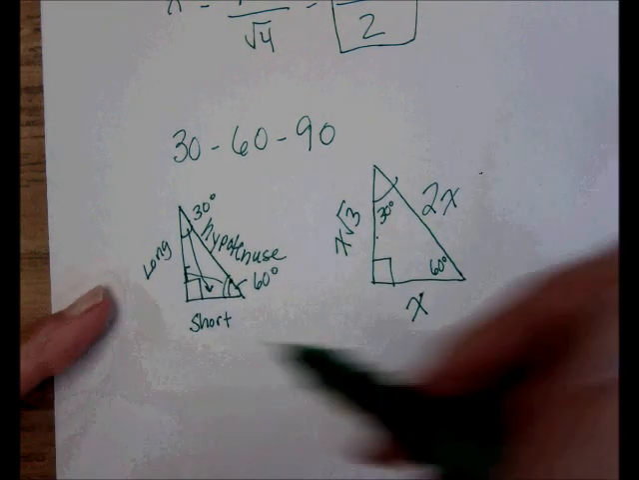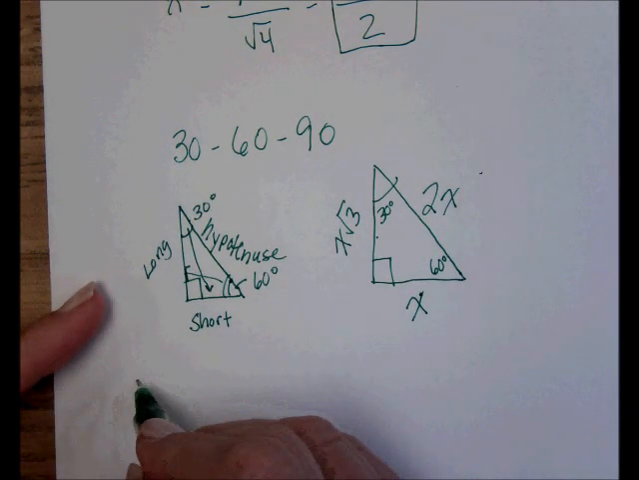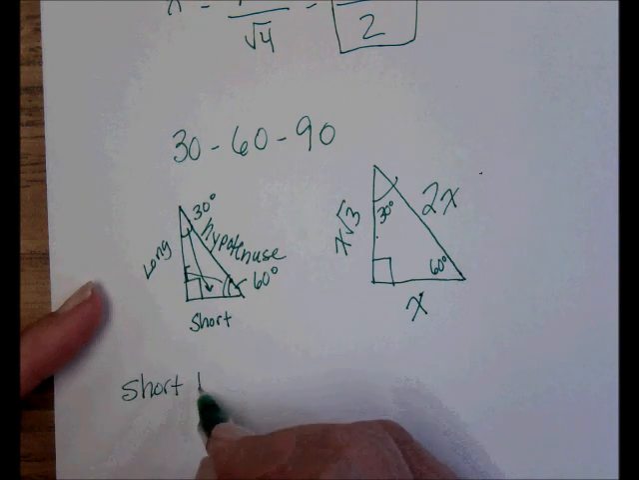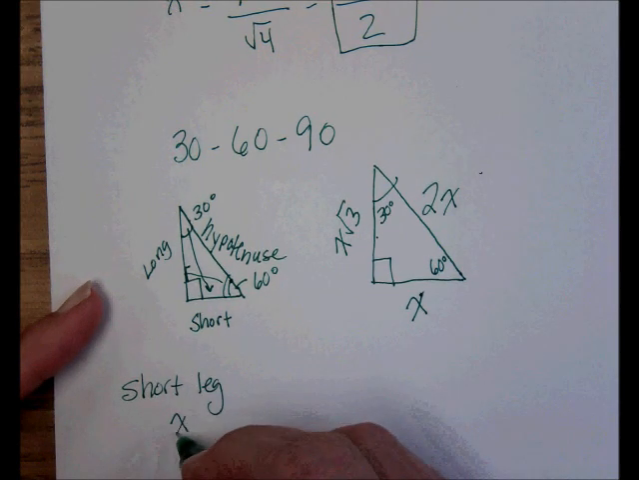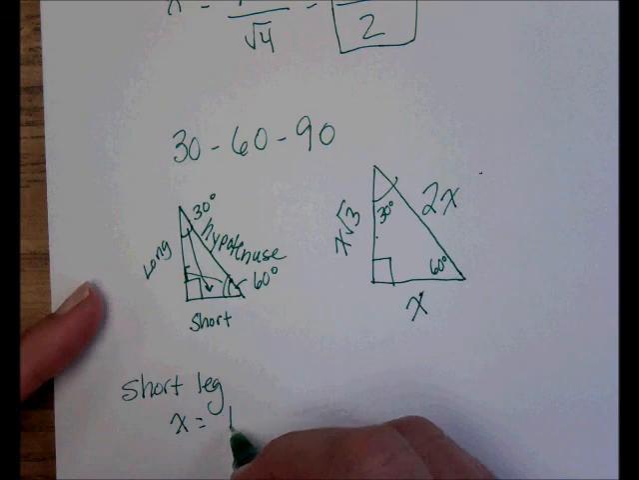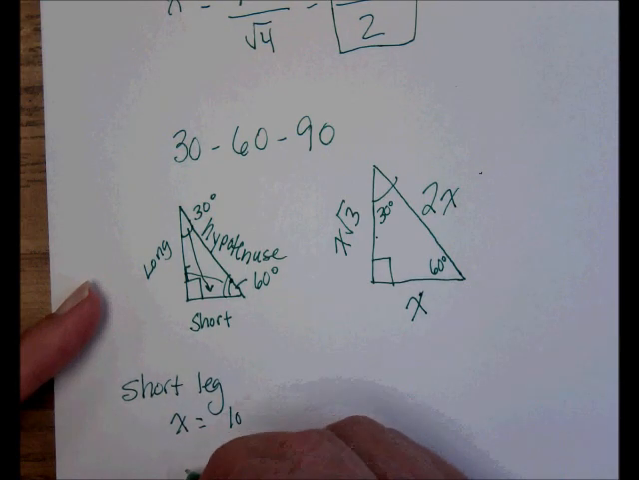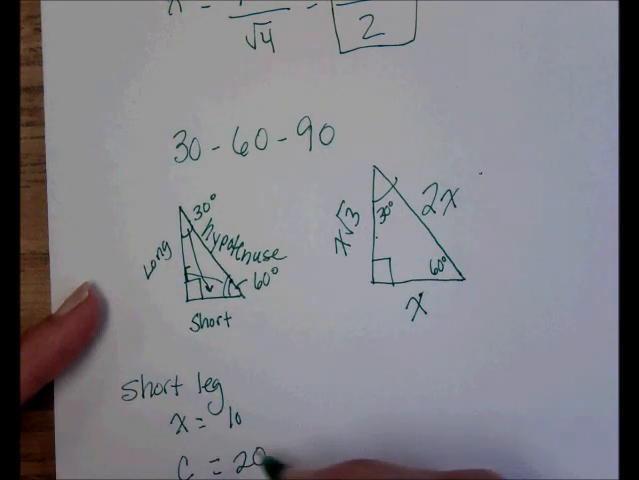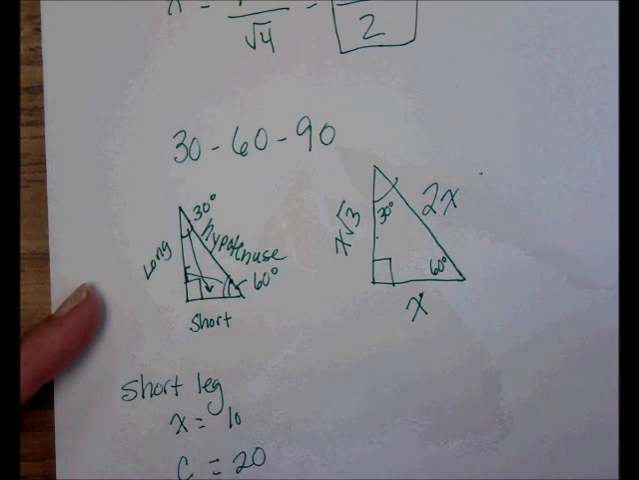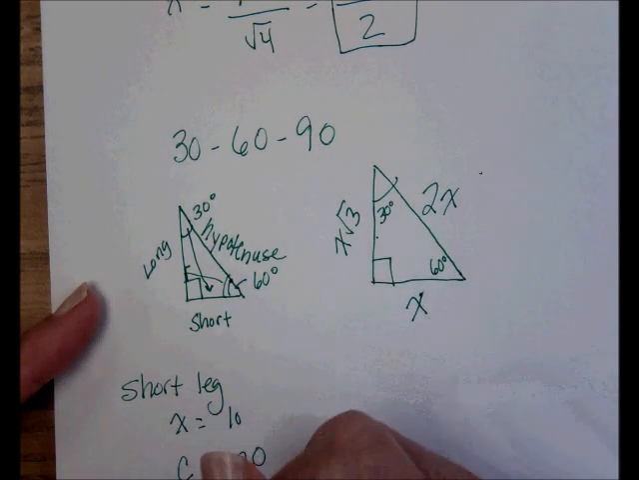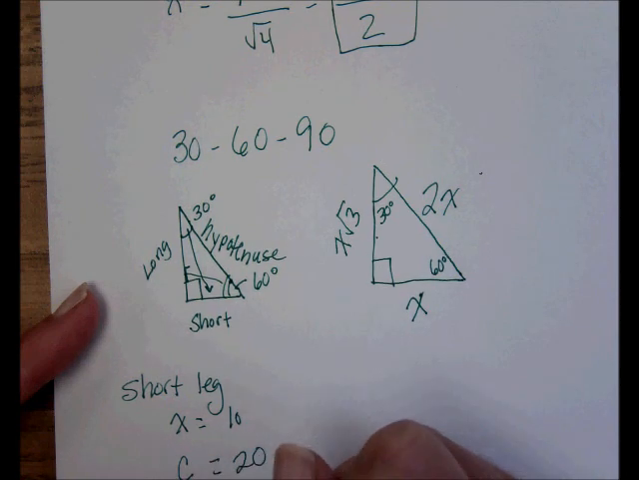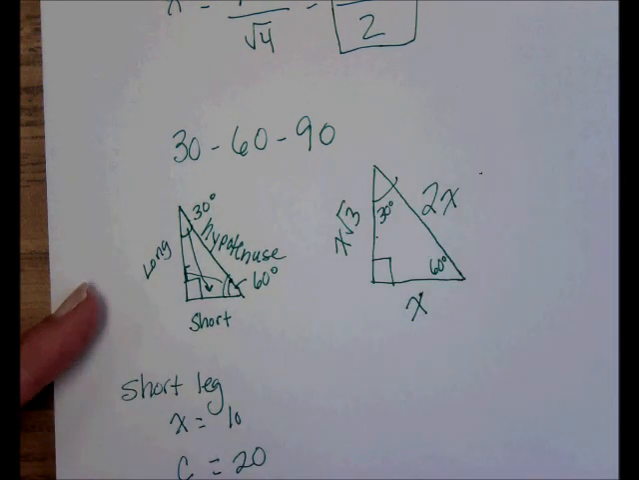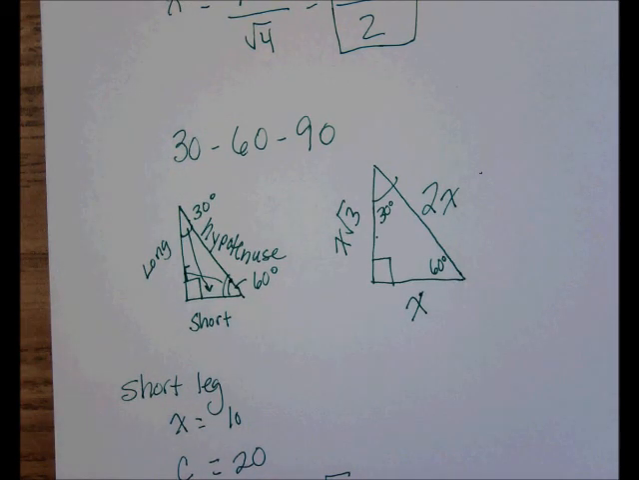And the easiest one to know is if I know my short leg, or my x, is going to be equal to 10, then I know my c, or my hypotenuse, is going to equal 20. And I know my long leg is going to equal, and my long leg is always opposite 60 degrees, 10 radical 3. So just follow the same formula.